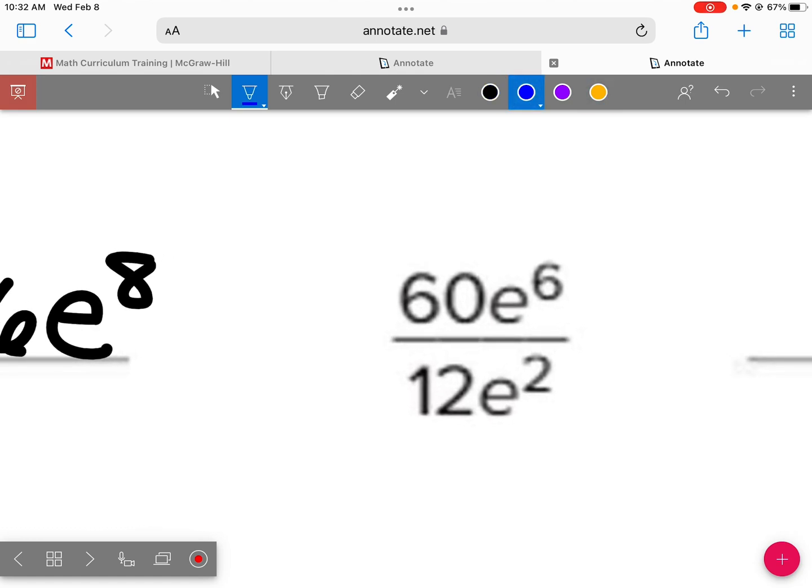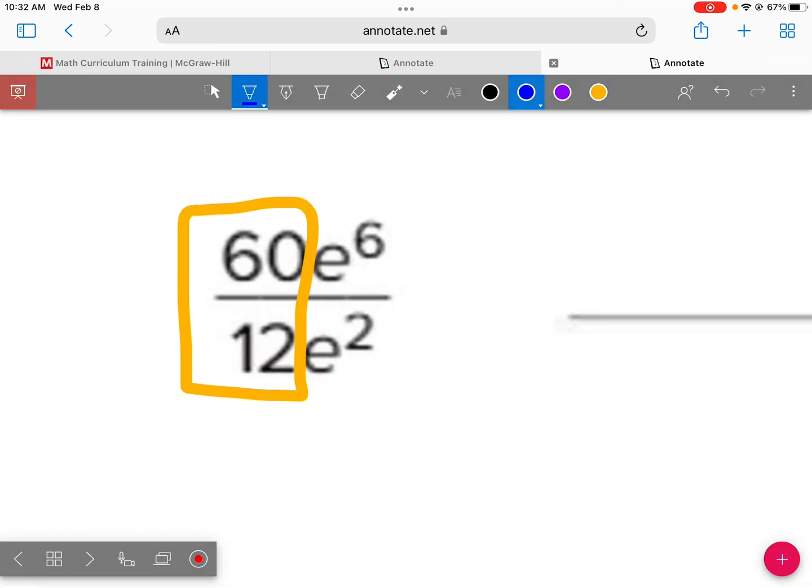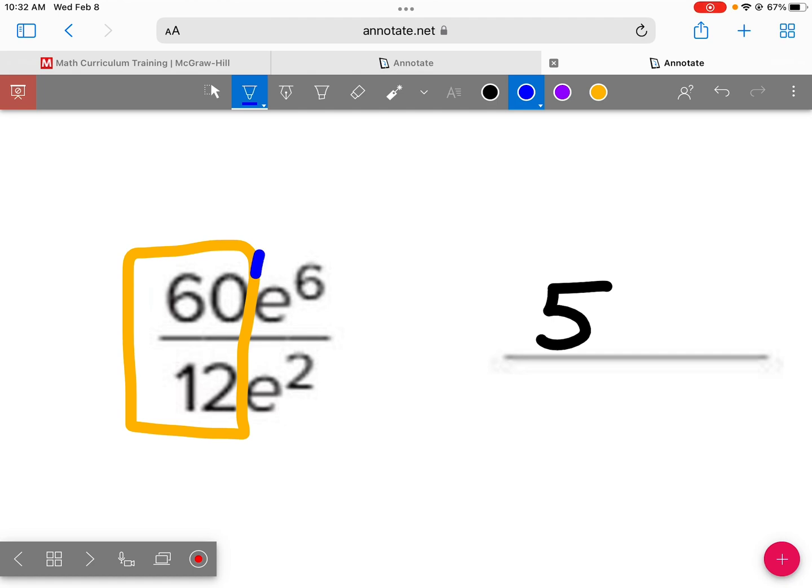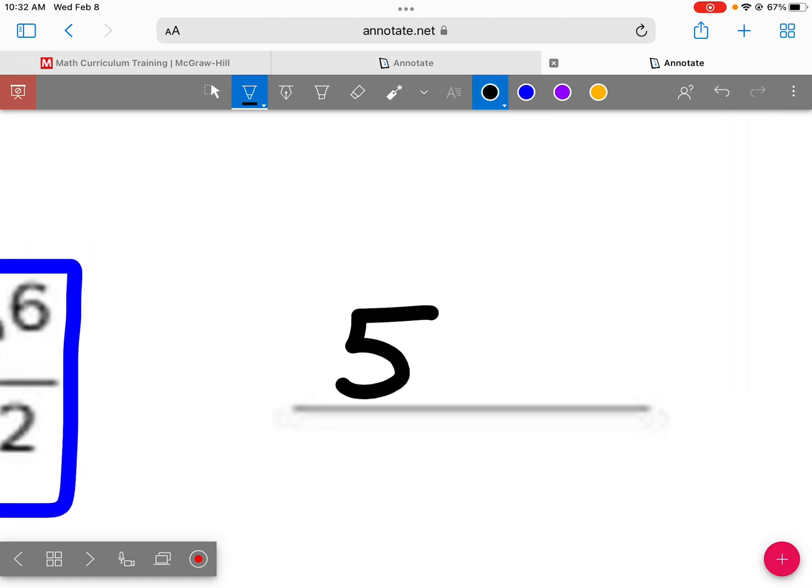Last but not least, what are the pieces I have to pay attention to and separate out and deal with differently? Yes, the 60 and the 12 get dealt with by themselves. What is 60 divided by 12? 5. And then what else do I have to do? Subtract those 2. So I have 6 minus 2, which is e to the power of 4. Awesome.